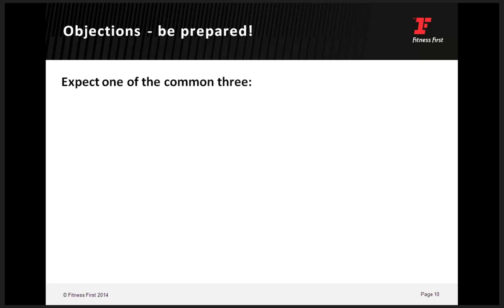Objections. Okay, there's the common three, and they are as follows: price, time, and that horrible one, which is "I'll think about it," which no one likes because it's a real pain in the backside and sometimes difficult to overcome. But I'll give you hopefully a strategy to do that. Let's take the price one first of all.